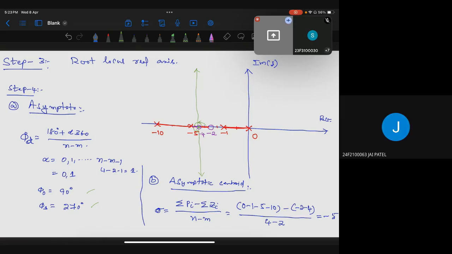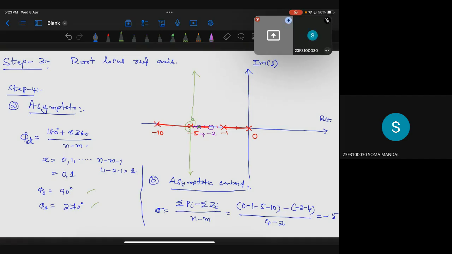Sorry, I've drawn it at -4. It has to be at -5, exactly. This is the angle and this is the angle. Is this clear? Exactly at -5. The centroid and the -5 pole are both at the same location. Clear? So that is our step 4.